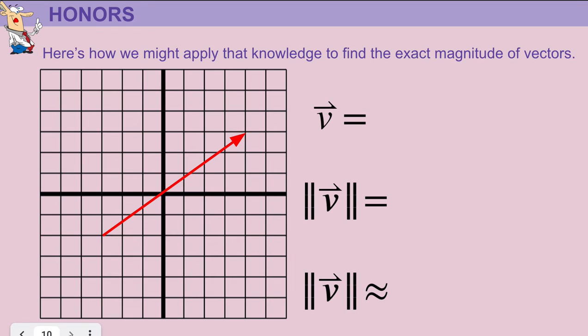All right, so here's an example. On this vector, we have a change in the x direction of 7 squares, 7 units, and a change in the y direction of 5 units. So our component form is written with 7, 5. We're going to use that information to get the exact.